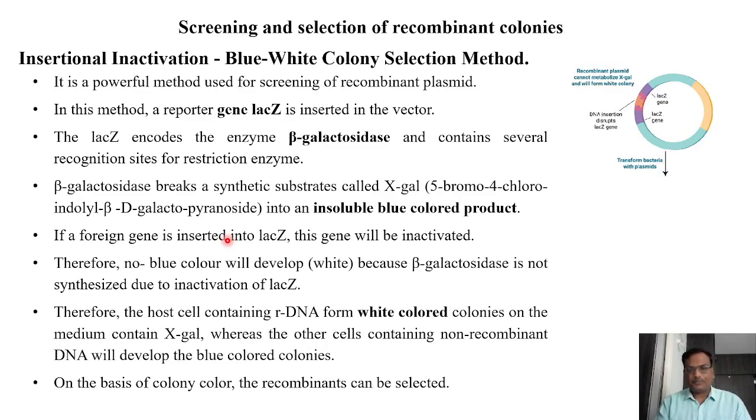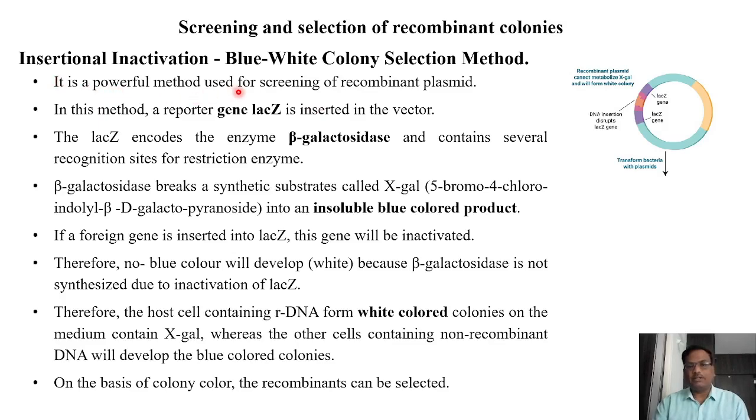There are many methods of screening and selection of recombinant colonies. We will discuss some of the most commonly used and effective methods used in genetic engineering. One very powerful method is the insertion inactivation method, also called the blue-white colony selection method, because based on the appearance of blue colonies and white colonies, we are going to screen and select. That's why it's called the blue-white colony selection method.